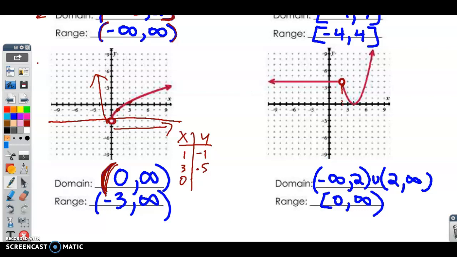So, from negative infinity up to, but not including, 2. And the way we show that is negative infinity to 2. And you always go from the lowest value to the highest value. Now we have a break on our graph, because now we have the second part from 2 to infinity, going forever. And the way we show that is we put a little U in between there. It says in union with. Now, let me erase all of that and show you the range.